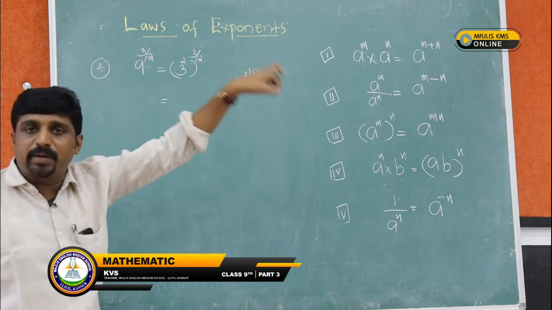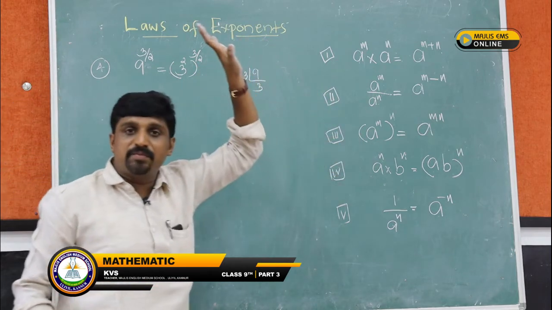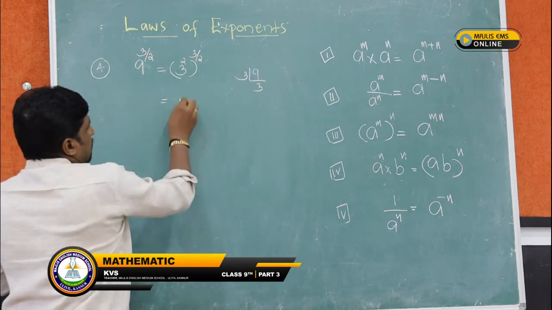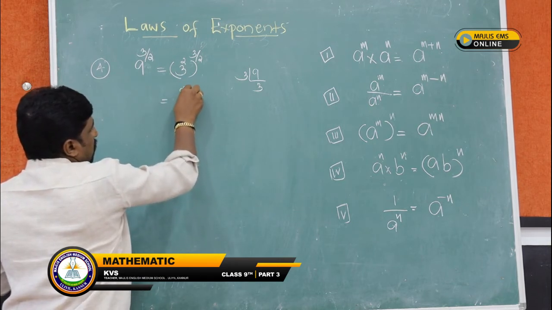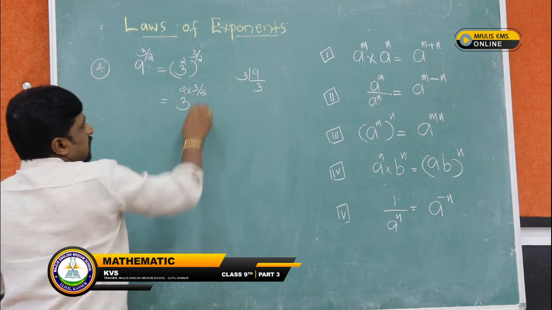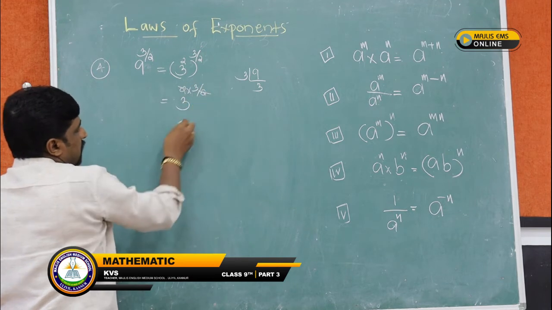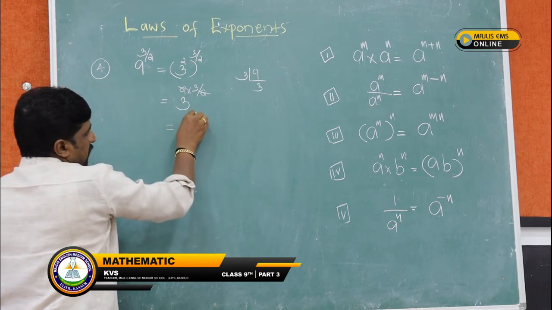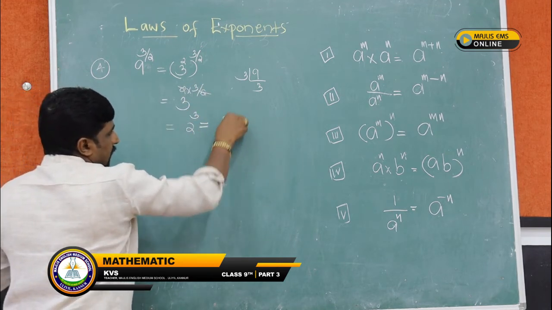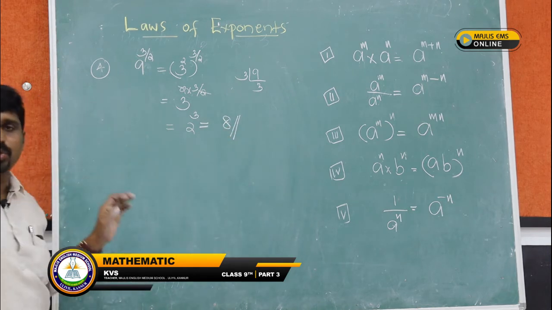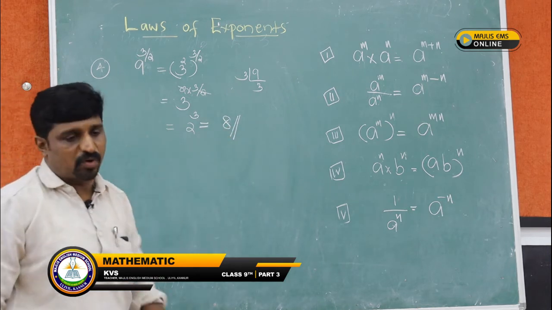That is the form a raised to m, whole raised to n, the same form we got again. Therefore, 3 raised to 2 into 3 by 2. Like this we can write. Now 2 will cut, remaining 3 cube. That is 3 cube equal to 27 is the answer. That we got the answer. Okay.